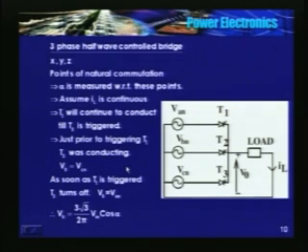So that is about the half wave uncontrolled bridge. Changeover from one device to another takes place at x, y and z. At points x, y and z, the instantaneous values of two phases are the same. Since changeover from one diode to another takes place at these points, they are known as points of natural commutation.